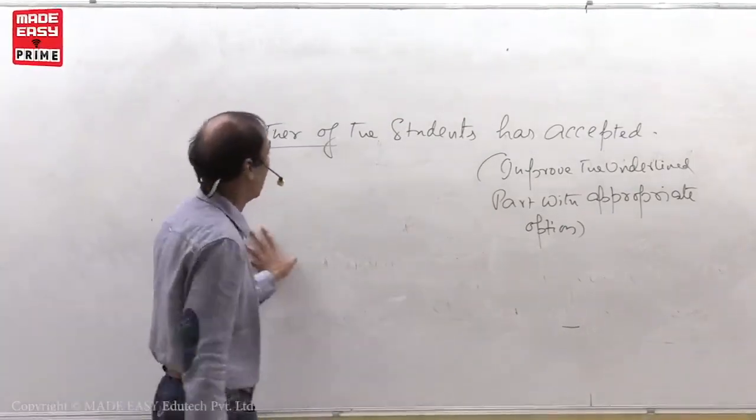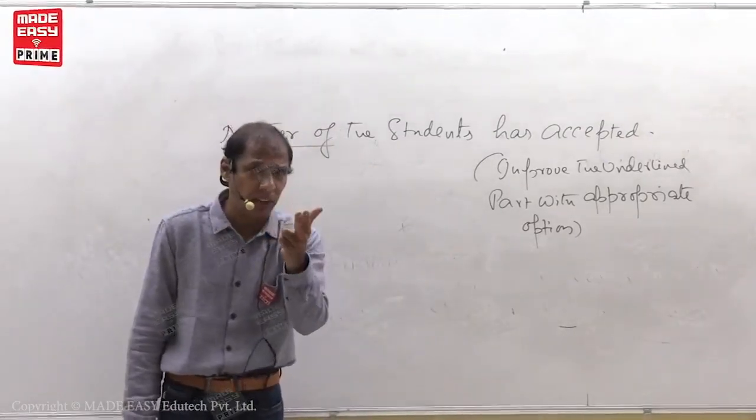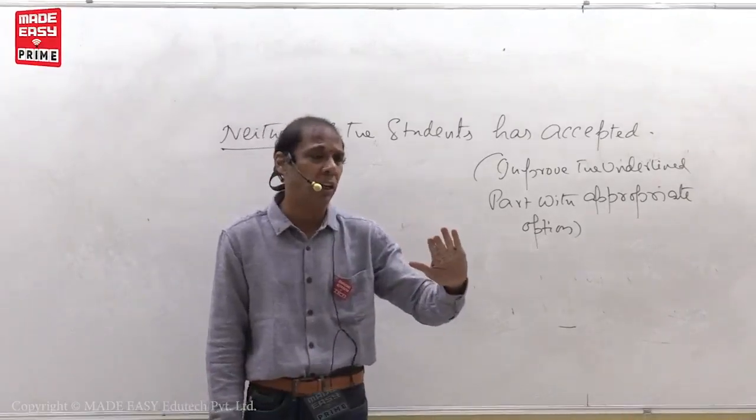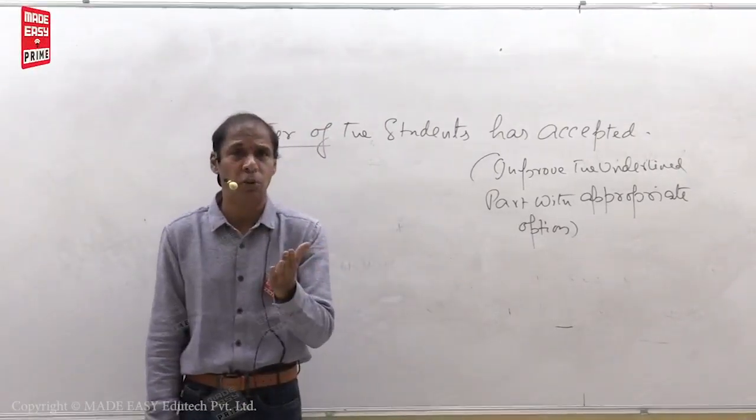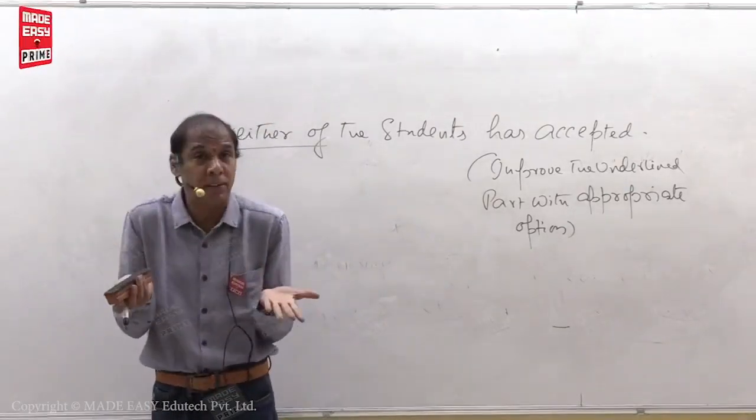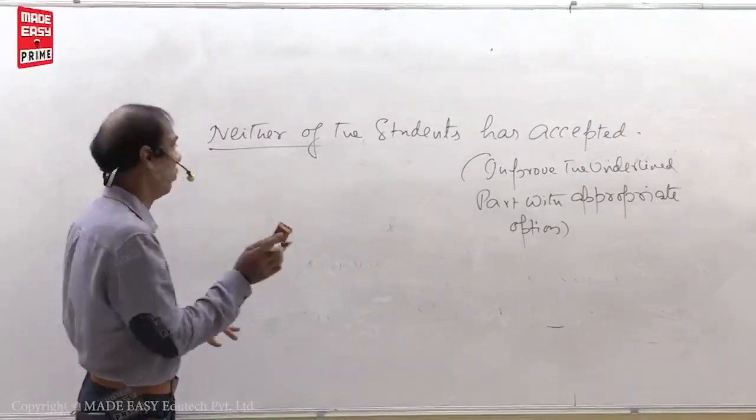So my students observe. Don't confuse between the uses of neither of and none of. Neither of is used with two persons or anything two. None of is used with more than two persons or anything more than two. When the number is not specified, then also we have to use none of. Right? Don't confuse.